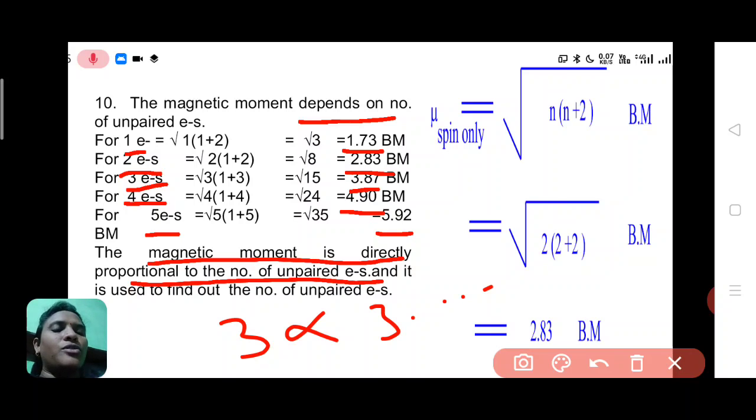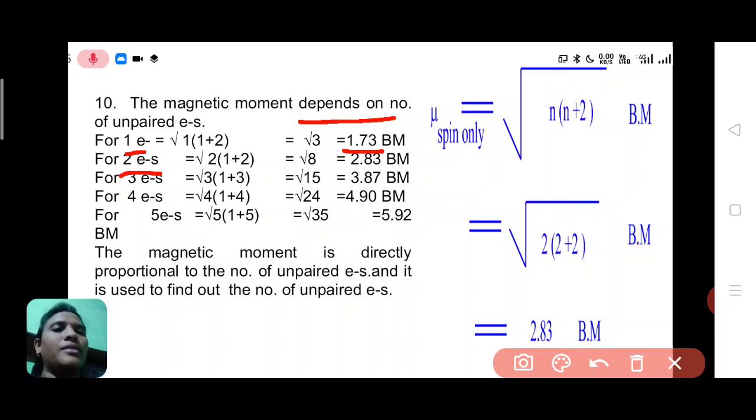So by knowing the number of unpaired electrons, we can conclude about the magnetic moment of any atom. So this is the relation between the number of unpaired electrons and magnetic moment.